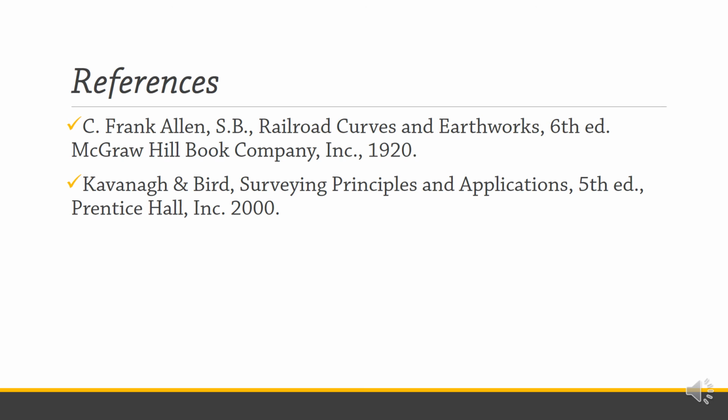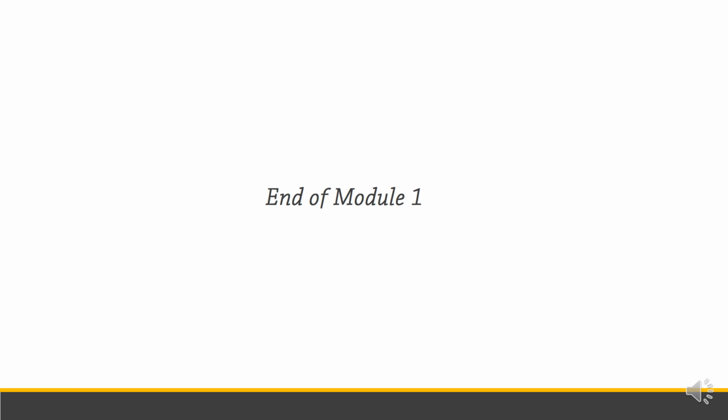So that's it. So, references: Franklin Allen, Railroad Curves and Earthworks, 6th edition. So that is a McGraw-Hill book. Then also Surveying Principles and Applications, 5th edition by Kavanagh and Bird. So I want you to search on this para pwede kayo magbasa din doon. That ends our module 1 and good afternoon.